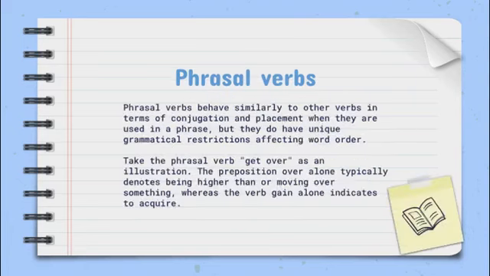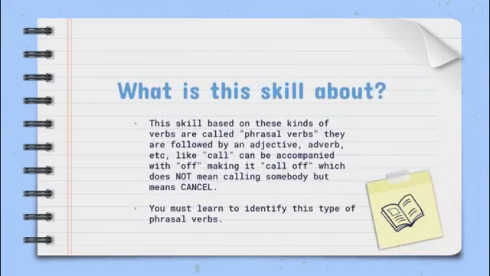Phrasal verbs behave similarly to other verbs in terms of conjugation and placement when they are used in a phrase, but they do have unique grammatical restrictions affecting word order. Take the phrasal verb, get over, as an illustration. The preposition over alone typically denotes being higher than or moving over something, whereas the verb get alone indicates to acquire. This skill is based on these kinds of verbs called phrasal verbs.